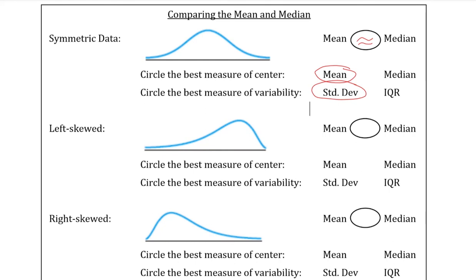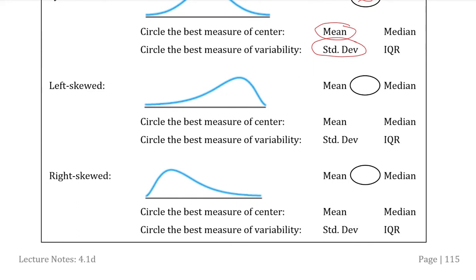For skewed data, both left skewed and right skewed, the mean and the median are not going to be the same value. The extreme values in these cases tend to be in what we call the tails of the dataset. So for left skewed data, we have extreme values on the left side, and for right skewed data, we have extreme values on the right side.